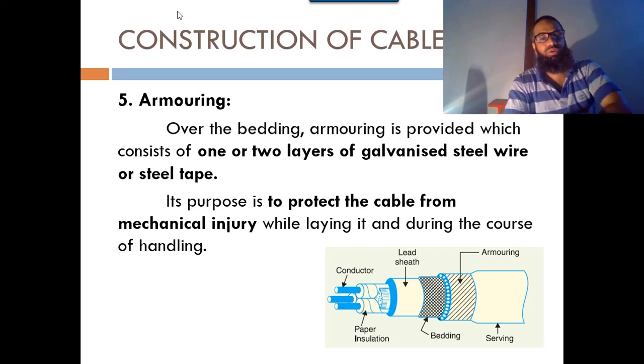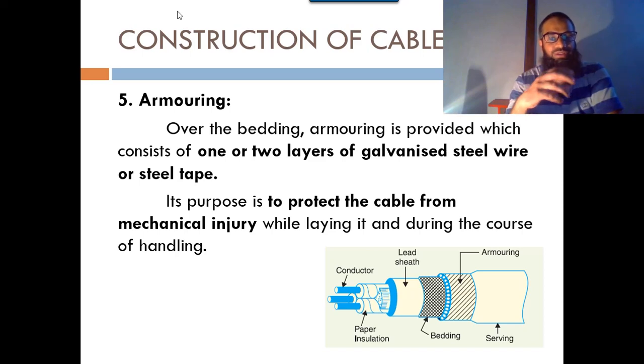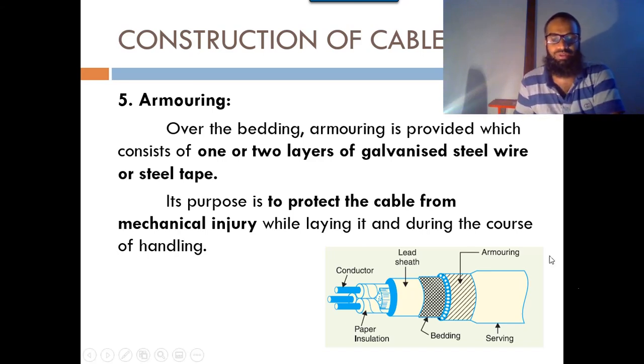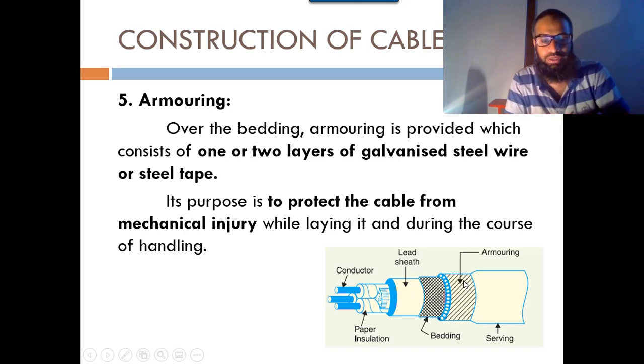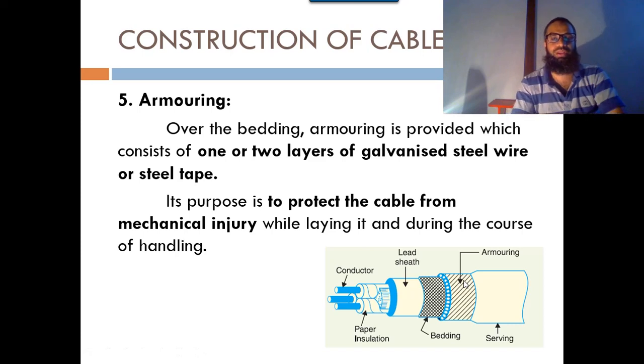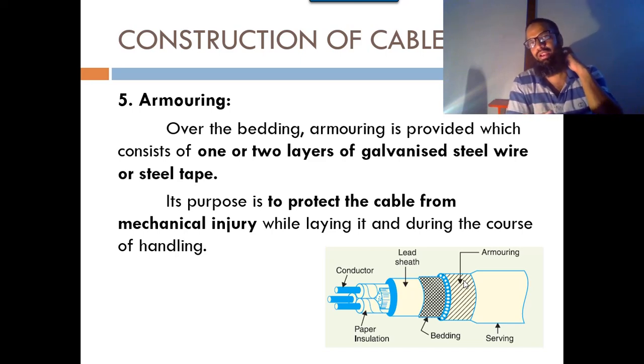Then we have armoring. Armoring is a galvanized metallic shield which will cover the bedding. It has two major requirements. One is it protects the whole wire from any mechanical injury, and the second one is that it reduces the magnetic flux interference from one wire to another wire.